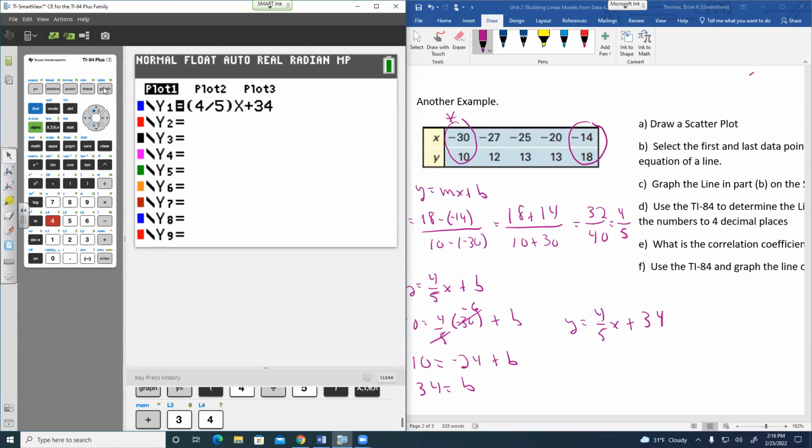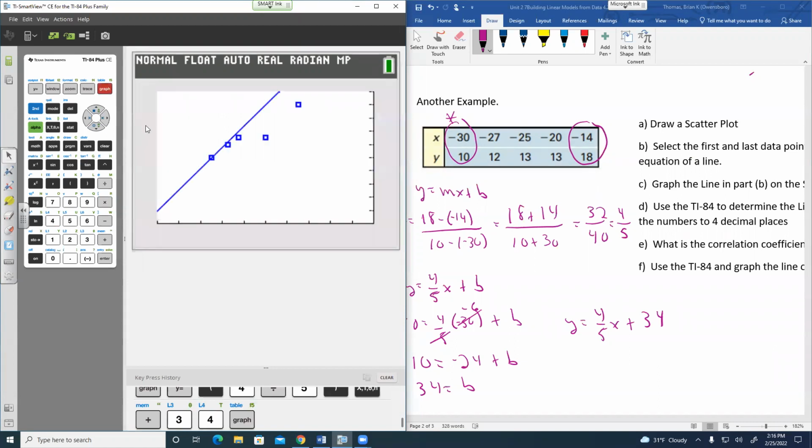So if I hit graph, let's see if it actually, notice how it does go through my data points a little bit. So it looks like we did a fairly decent job of that since it passes through there. I don't think it's the best line because I think the line of best fit should actually go lower. But let's see what happens here as we move on.